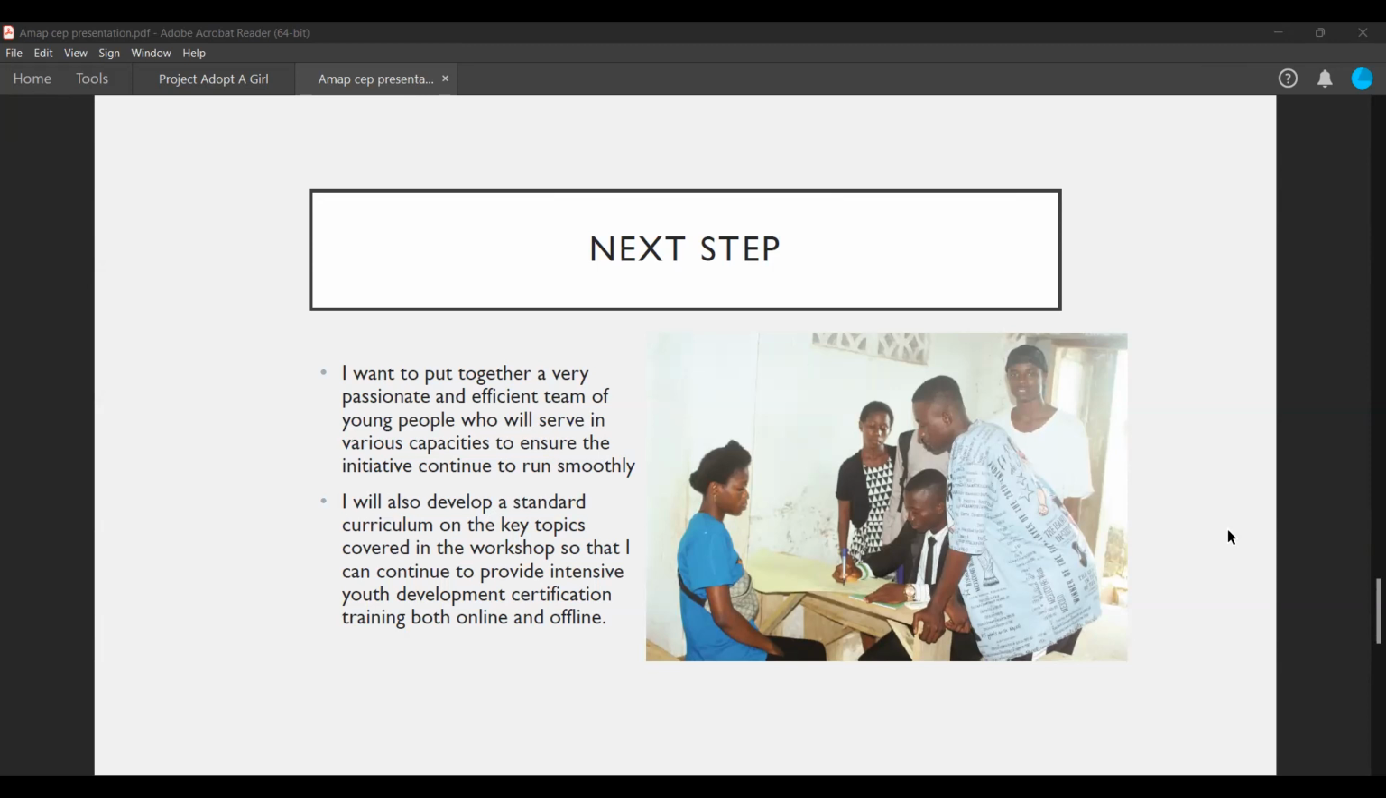I also want to develop a standard curriculum that will be delivered to young people as part of this project going forward. So these are the next steps that I plan.